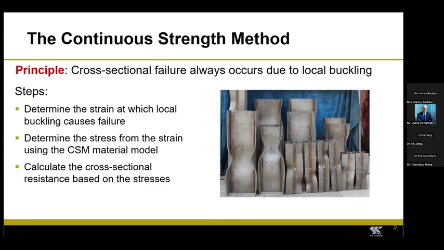So with the continuous strength method, you don't need to check whether the cross-section is slender or compact. All cross-sections are treated exactly in the same way. The principle behind the CSM is based on the idea that if we ignore global buckling, any structural shape under compressive stresses will fail due to local buckling.